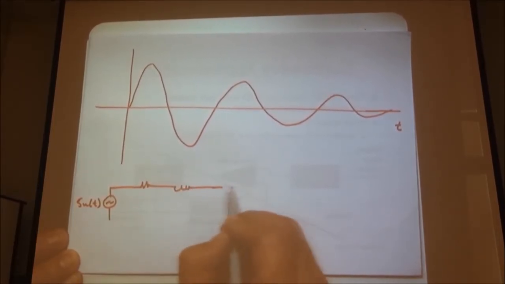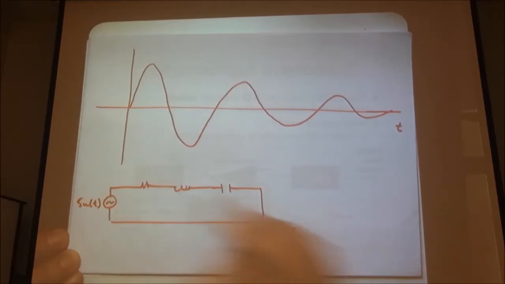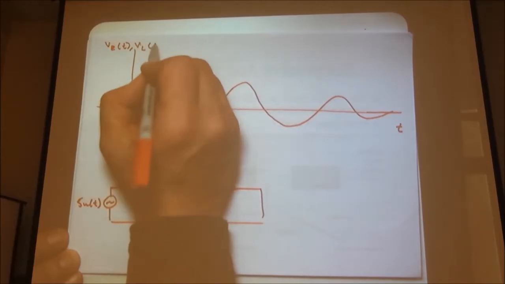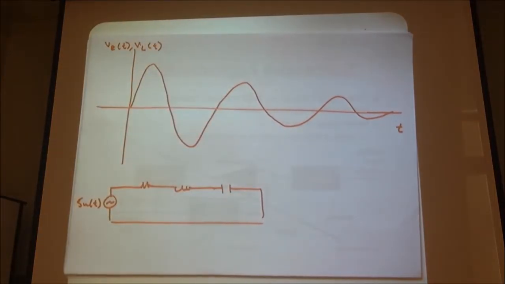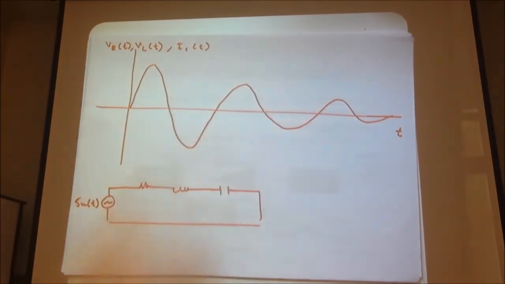it could be VR. I agree. What else could it be? Could be VR, could be VL. Maybe one more thing. Yeah, well, not for a step function that turns on. It's not going to be VC. IC. So it could be any of these, with an initial condition that's 0.